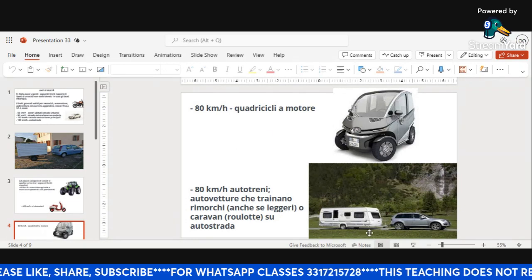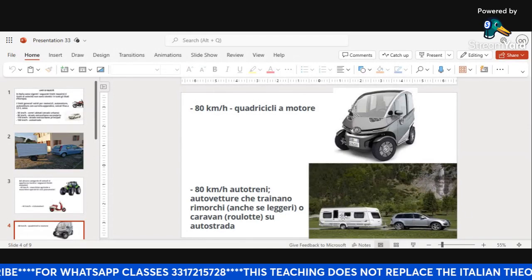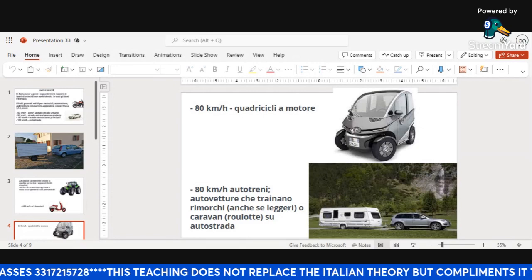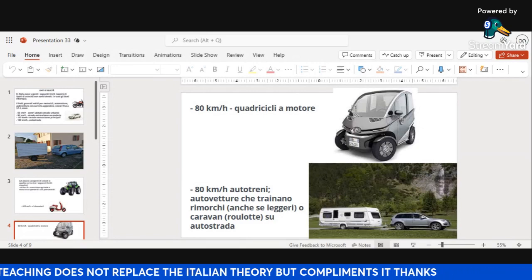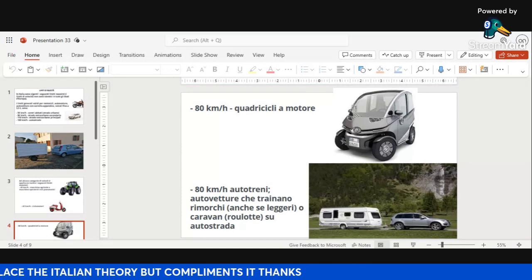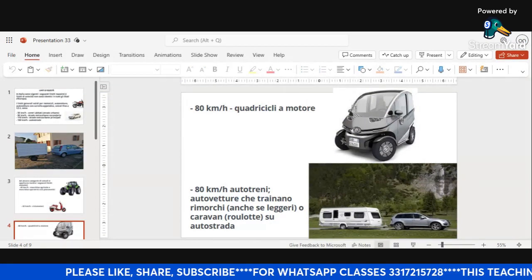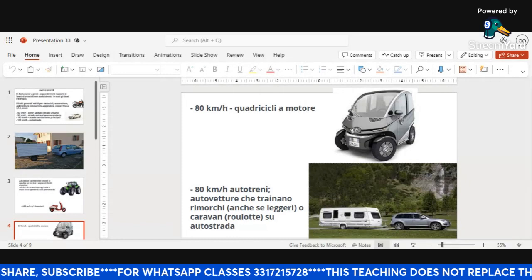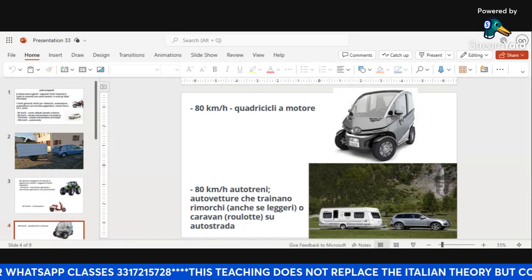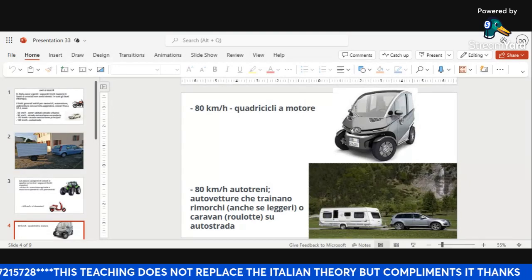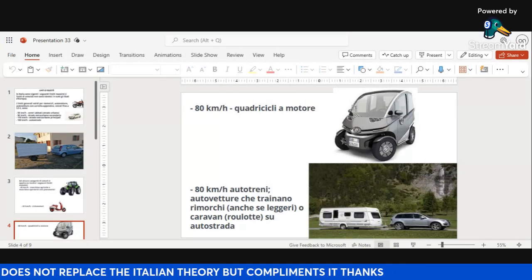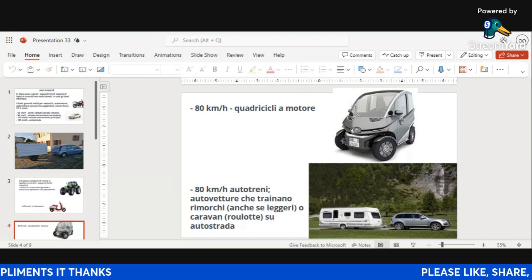Now again, we see this particular autovettura that is towing a rimorchio. The limit is 80 kilometers per hour for this type of vehicle on the autostrada. So if you use your car to tow a trailer, be it a caravan or another trailer, you're not supposed to go more than 80 kilometers per hour. Even though the general limit for the autostrada is 130, you will not go 130; you will go 80 as your highest because you're towing a trailer.